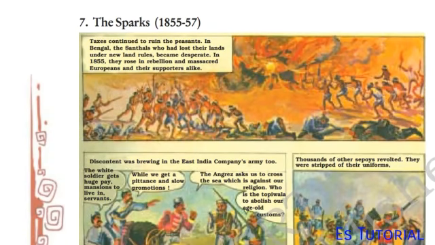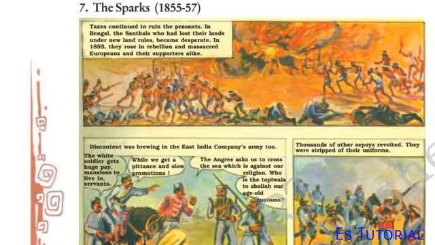1855 to 1857. The taxes continued to ruin the peasants. Peasants means farmers. In Bengal, the Santals, who had lost their lands under new rulers, became desperate. In 1855, they rose in rebellion and massacred Europeans and their supporters alike.